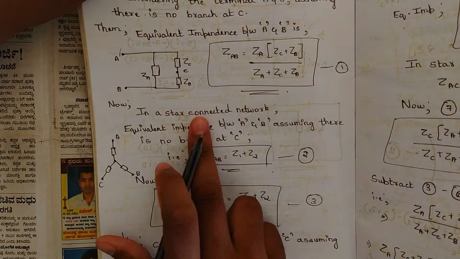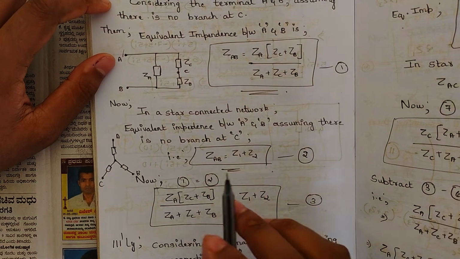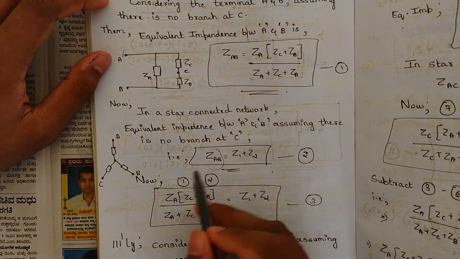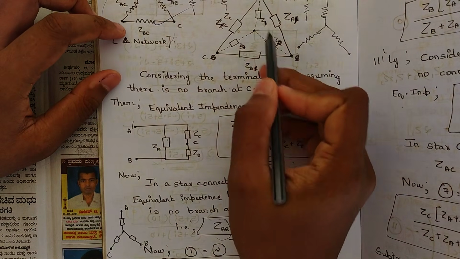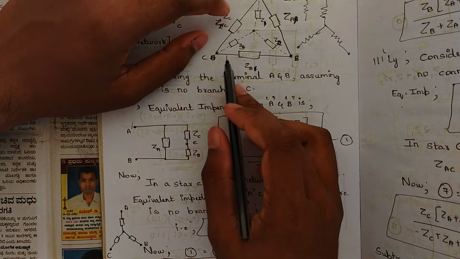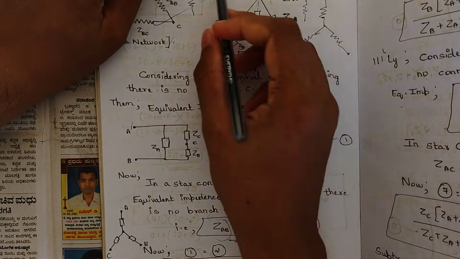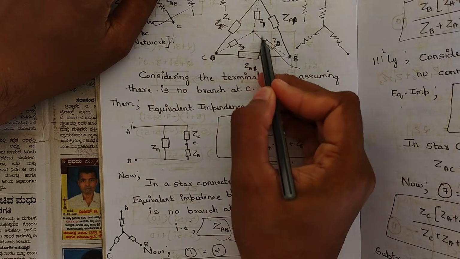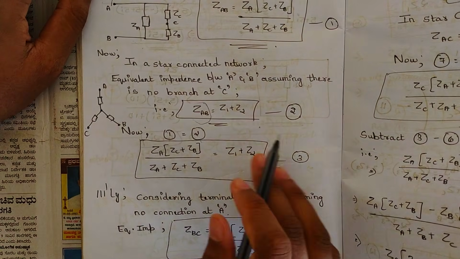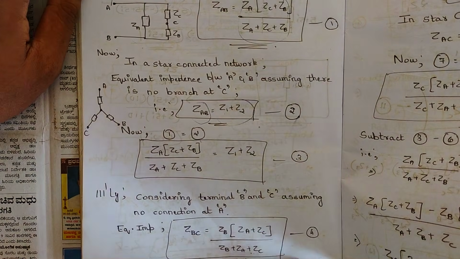Now in a star connected network, equivalent impedance between A and B, assuming there is no branch at C, that is Z of AB is equal to Z1 plus Z2 in this case, because we are considering the equivalent impedance between A and B where there is no branch at C. After converting delta network to star, we should be considering only these two impedances. So it would be Z1 plus Z2. Name it as equation 2. Now equate 1 and 2. Okay, so what we would be getting? This would be equal to this.